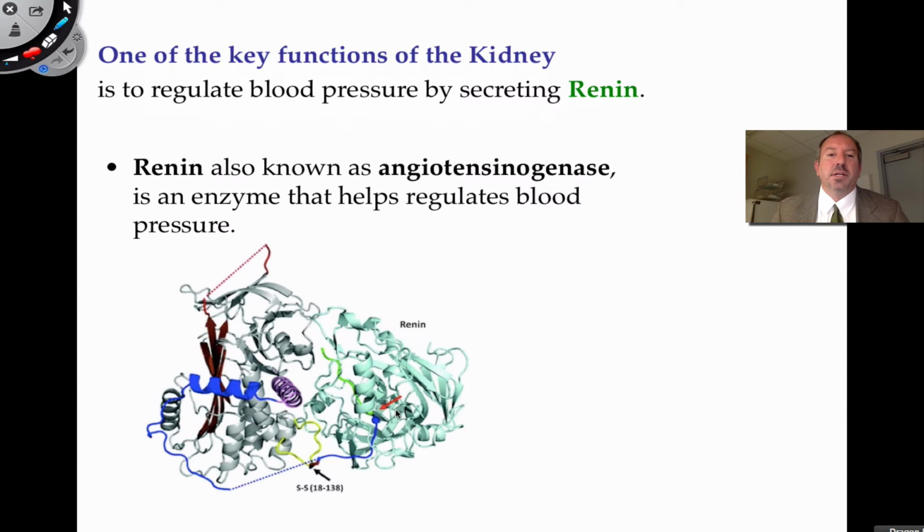And this is actually a picture of it. It's a rather large protein. This is using X-ray crystallography and computer enhanced. These are alpha helix and beta pleated sheet. So this is the tertiary structure of the protein.